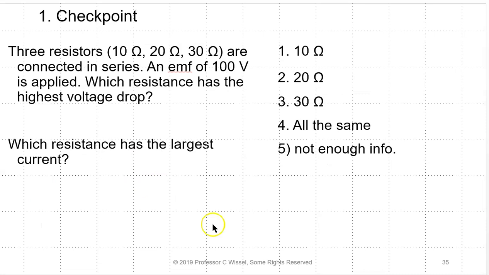The three resistors, 10 ohms, 20 ohms, and 30 ohms, are connected in series. An EMF of 100 volts is applied. Which resistance has the highest voltage drop, and which resistance has the largest current?